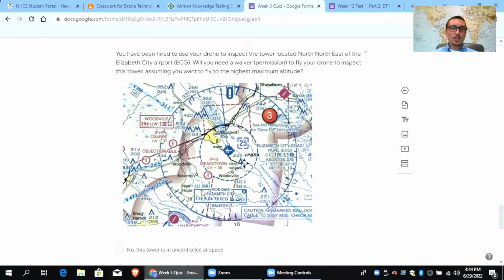You've been hired to use your drone to inspect the tower located northeast of the Elizabeth City Airport, ECG. Will you need a waiver permission to fly your drone to inspect this tower, assuming you want to fly to the highest maximum altitude? How high are you allowed to fly above a tower? 400 feet above that tower. So if the tower is 100 feet tall, you can now fly to a height of 500 feet, right? So just so you know. So you want to fly to the maximum above altitude. So that means you want to fly 400 feet above the tower. Will you need a waiver?